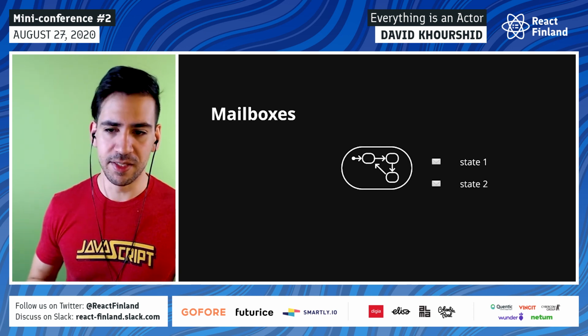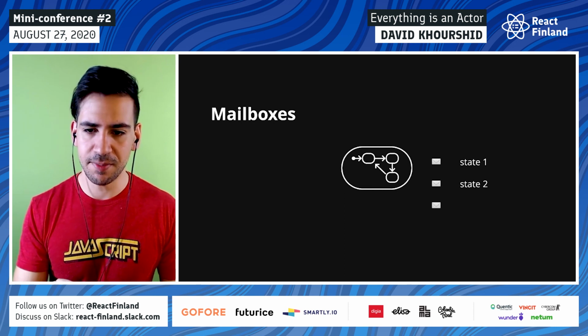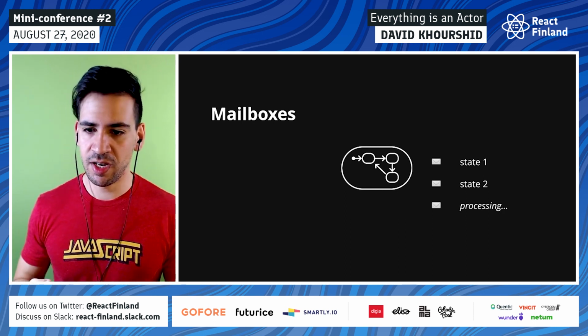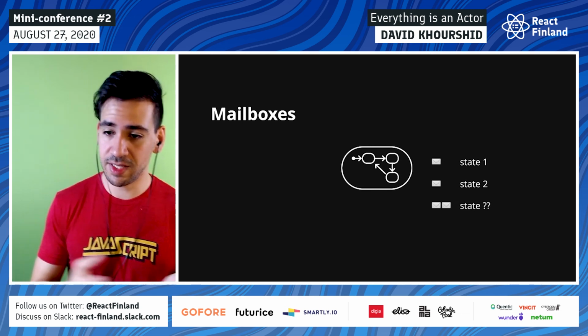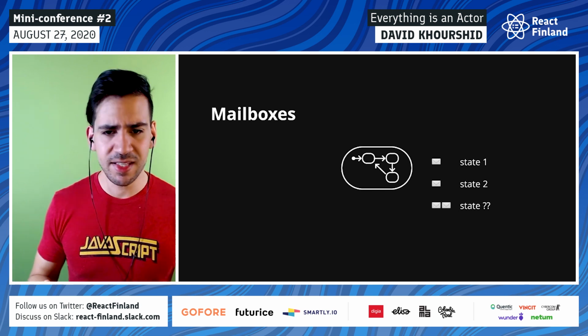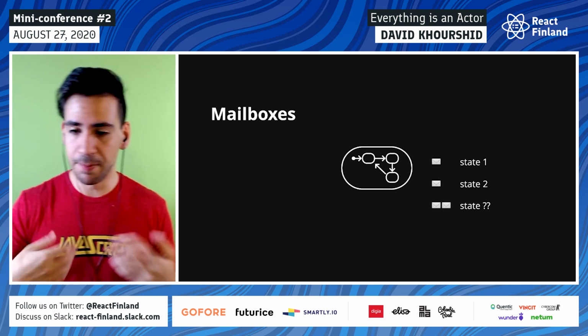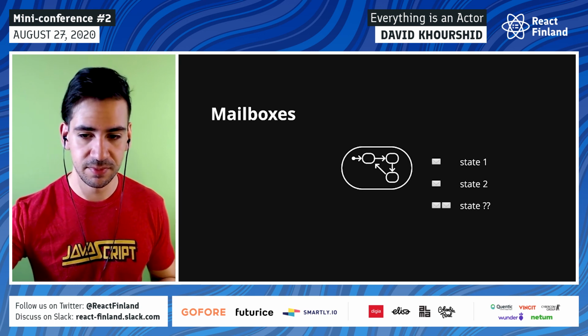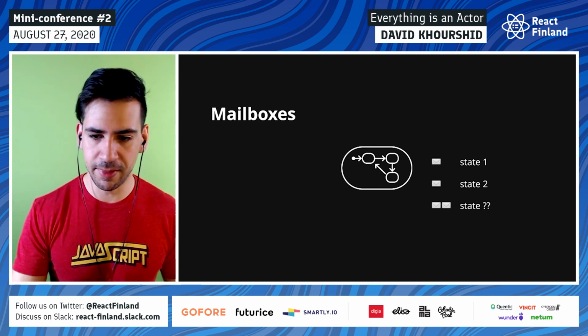But what happens if an actor is processing a message and then it receives another message immediately during the processing of that current message? So this can lead to race conditions or impossible states, or worse, it could actually make the actor crash. So how can we prevent this from happening?